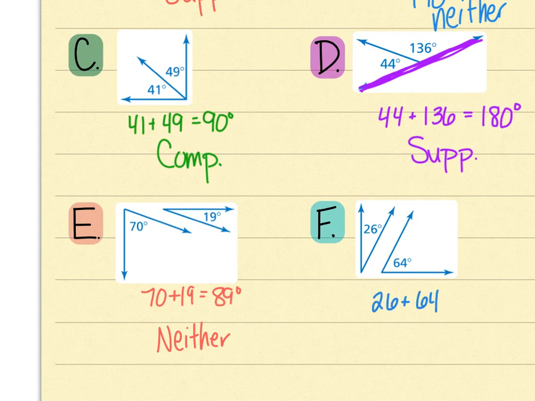And then example F is the next one here, 26 plus 64. Let's see what we get here when we add them together. The 6 and 4 makes 10, carry the 1, and that's going to give us 90 exactly. So this is going to be complementary, or we can abbreviate that comp. So that's what you're going to do in your homework. You're just going to write those numbers down. We're just going to add them together to see if we get 90 degrees complementary, or to see if we get 180 degrees supplementary, or if we get something else, we just put neither.